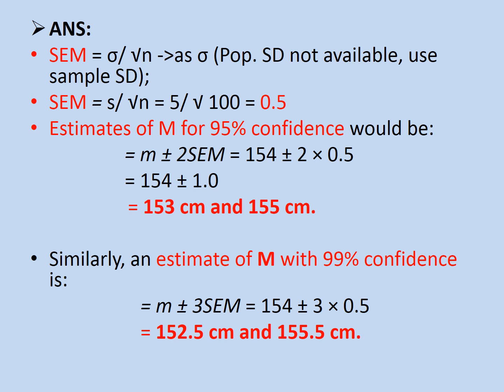Now we will estimate the population mean with the help of the standard error of mean for the 95% confidence limit, and the formula for the 95% confidence limit is m.